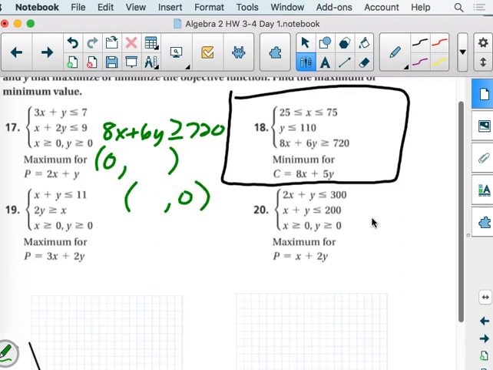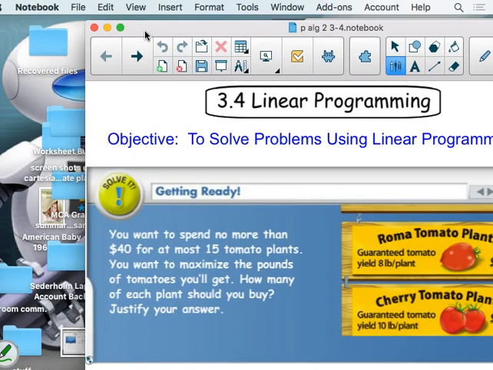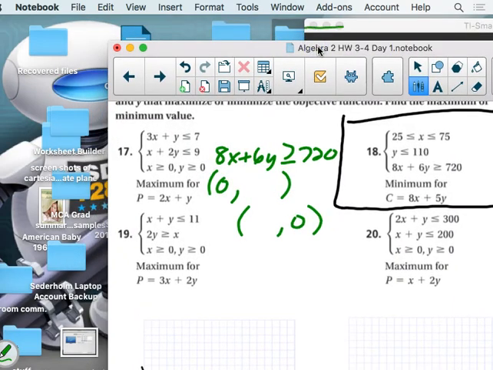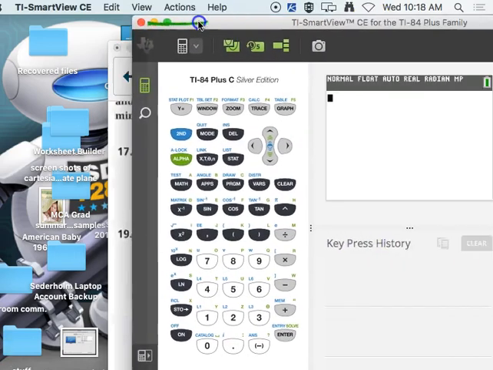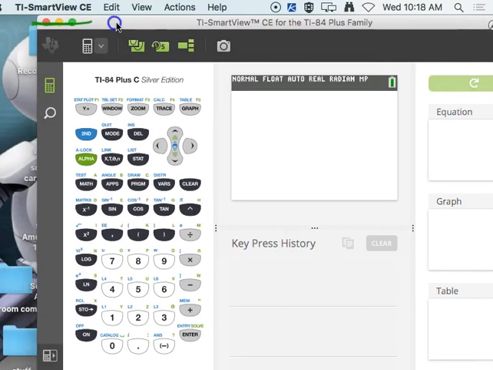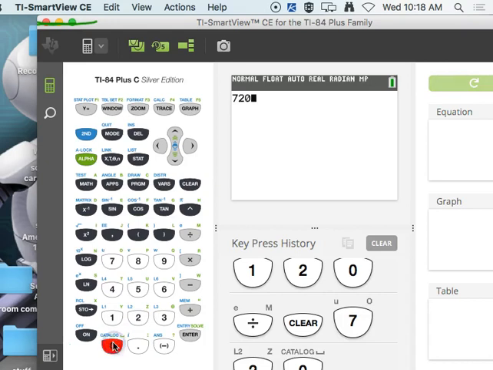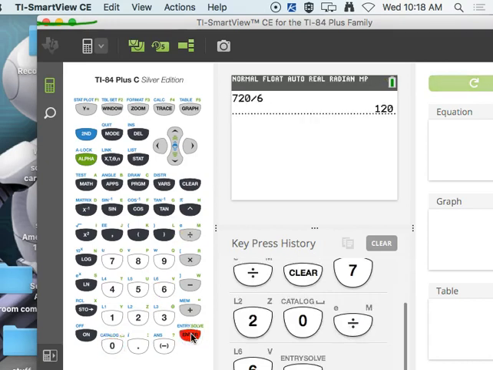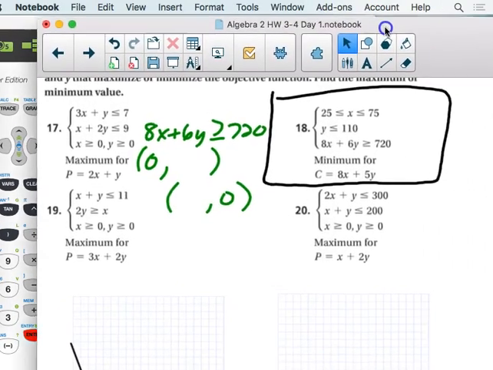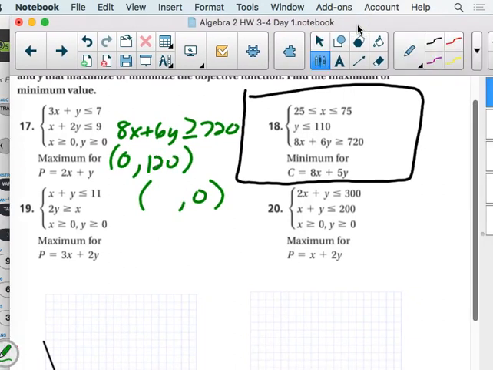All right, so if we put a 0 in for x, that means we need 720 divided by 6, which is 120. I want to make sure everybody sees it. Way back there is my graphing calculator. So 720 divided by 6. And then the other one is going to be 720 divided by 8. So not horrible numbers, but still awfully big. 120 and 90.